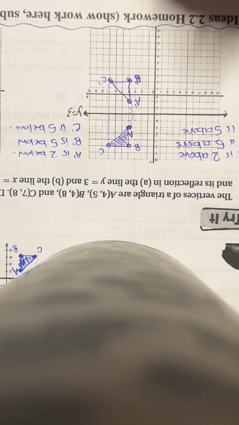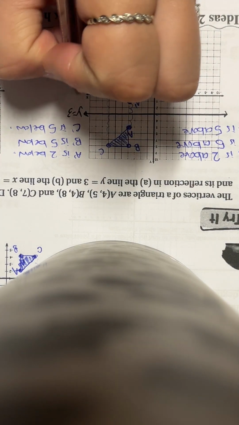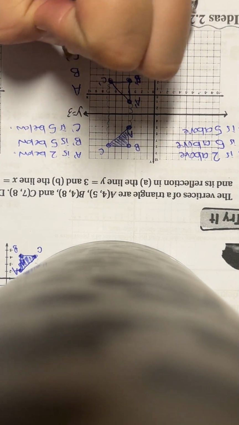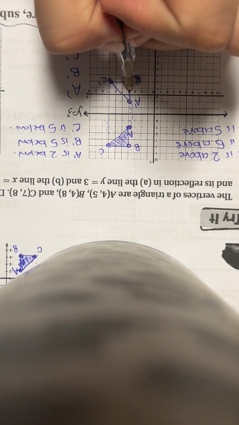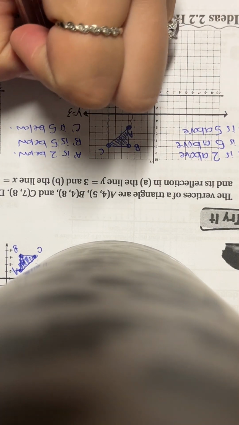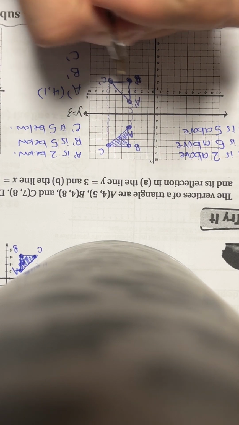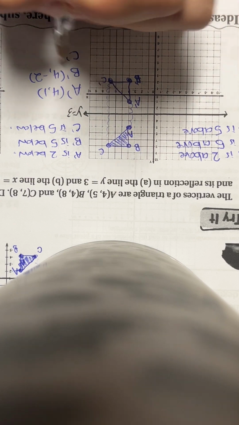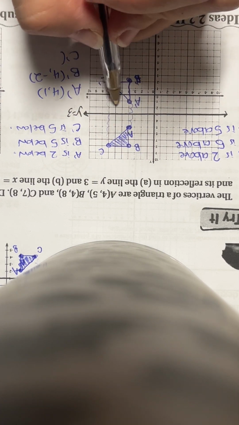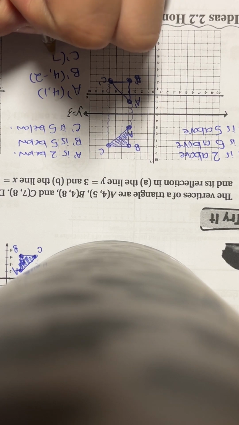Now I guess it doesn't ask for the new points. It does just say to draw the figure. I'm going to go ahead and list those here, A, B, and C prime. A prime looks like 4, 1. B prime is 4, -2. And C prime, let's go with 7, -2.